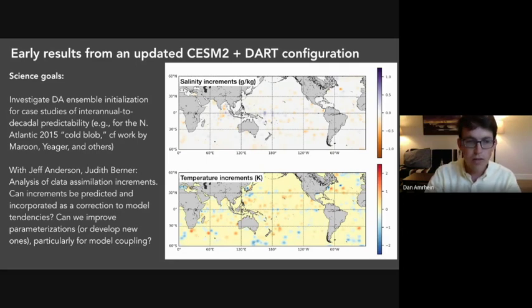Another project is to perform analyses of these data assimilation increments that I'm showing here. Part of this is, if you can predict data assimilation increments, that is to say, if the model has a persistent bias or deviation from observations, it's possible to incorporate these into the model tendencies or to use them to improve existing parameterizations and develop new ones. And this is part of a project with the Schmidt Futures Foundation that I know some folks at GFDL are involved with too.